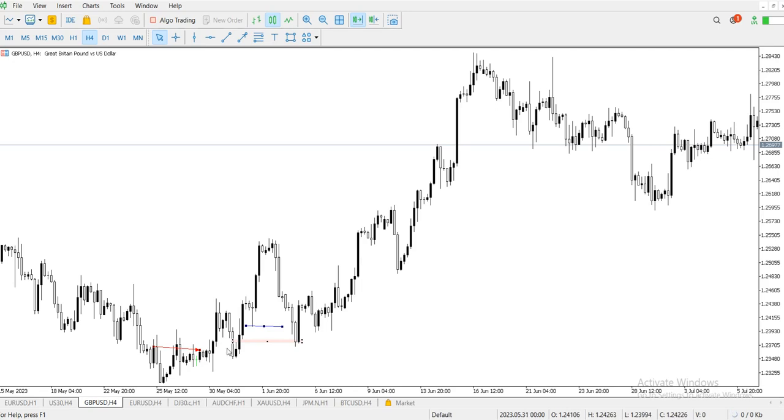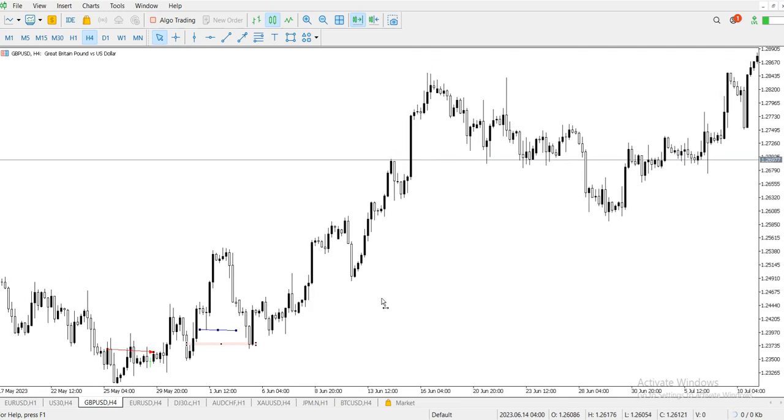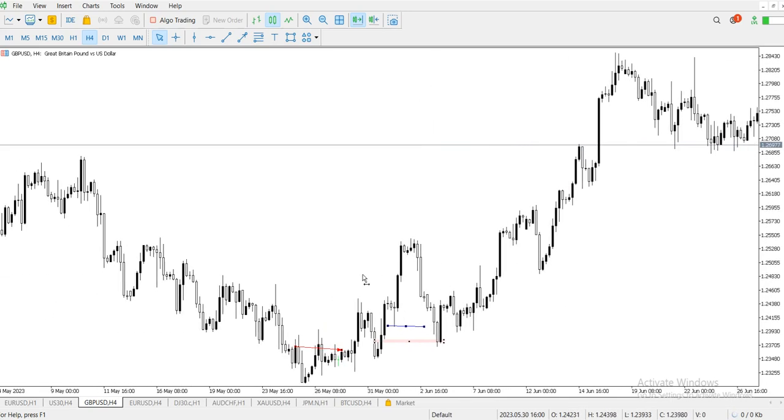So that means that any point below this imbalance is what we'll be seeking to buy from. I hope that is clear enough, guys. Very simple concept.